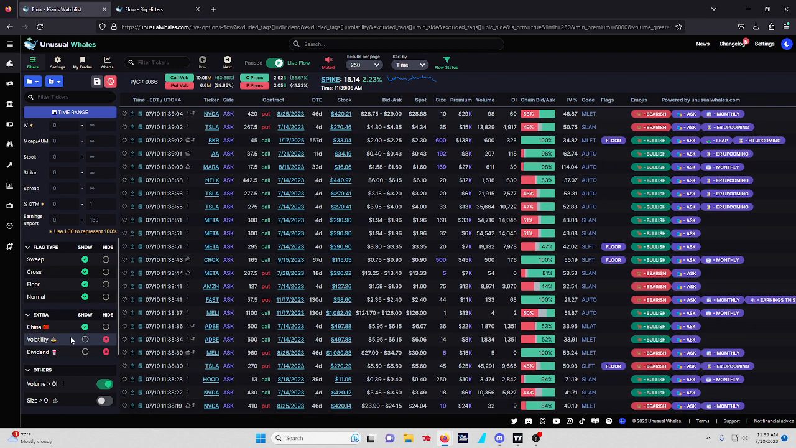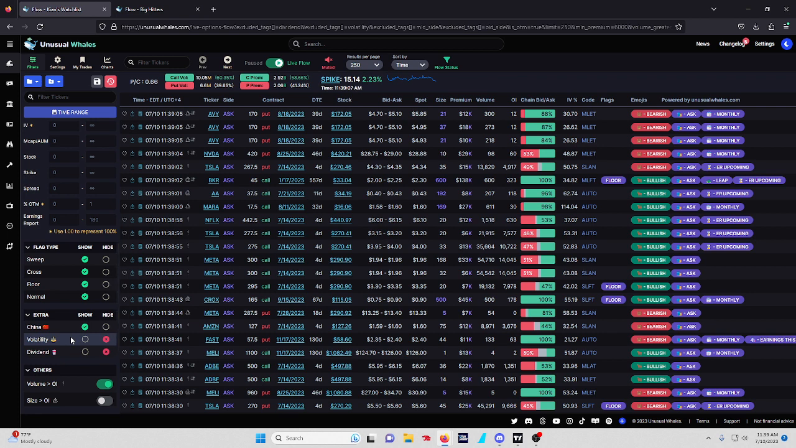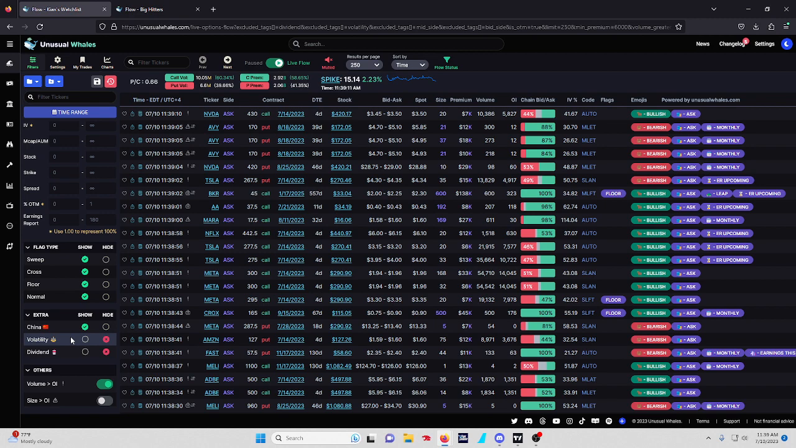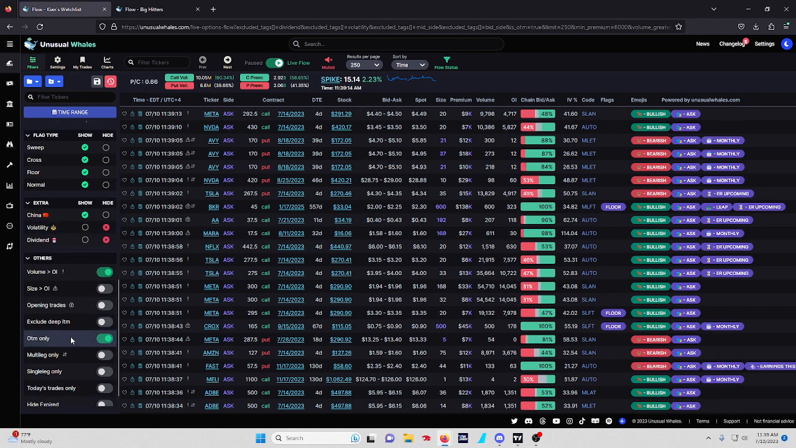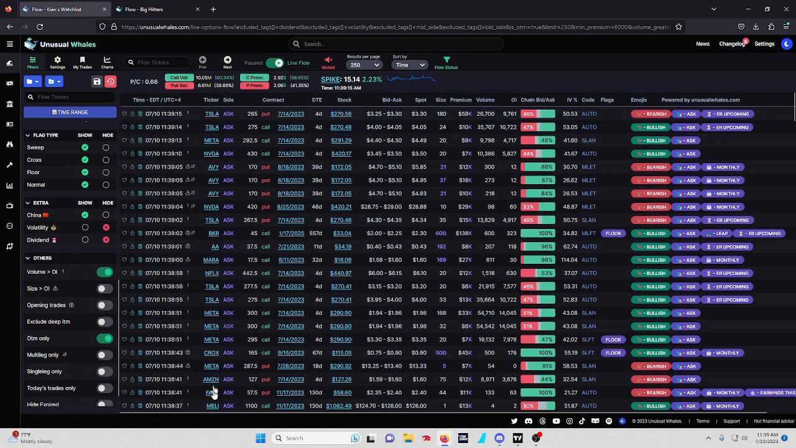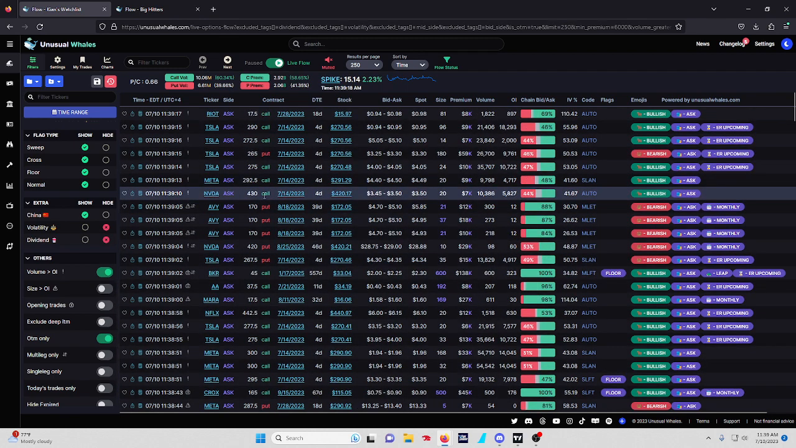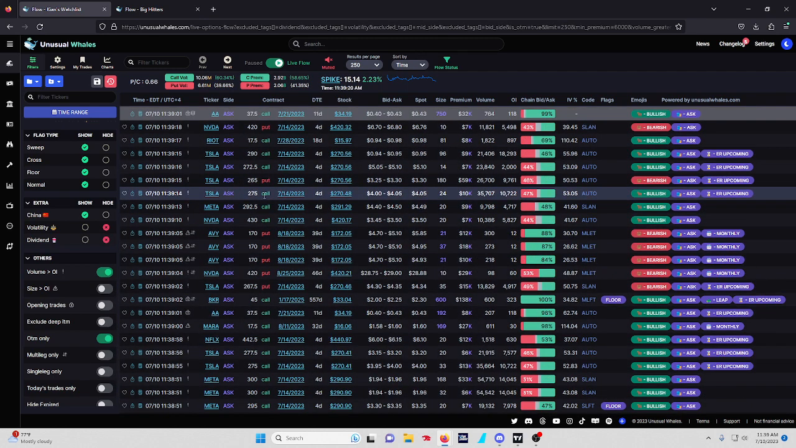Volatility, again, kind of reminds me of ETFs and stuff. I don't like to have the VIX and all that stuff come in. Dividends off because you might see a lot of people buying calls, but they have dividends coming up, so it's kind of misleading.